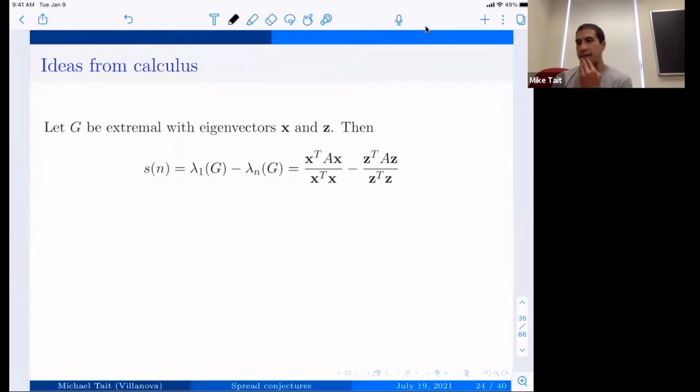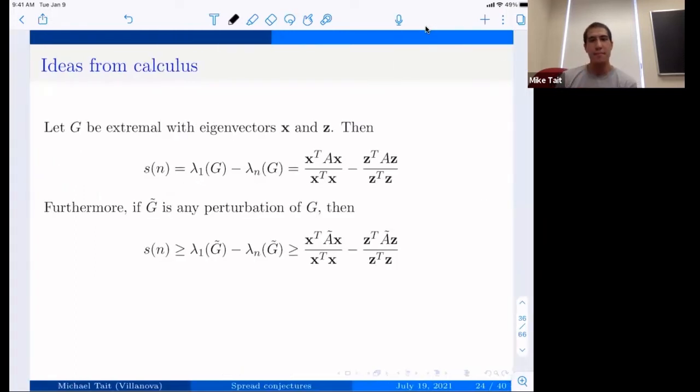Now I'm going to talk about this kind of averaging idea. What I mean is that if I have my extremal graph and I move a little bit away from the extremal graph, the spread is not going to increase. And I'm going to see what that says about my graph. Again, we'll use our extreme eigenvectors, and the spread of my graph is just the difference of these Rayleigh quotients.